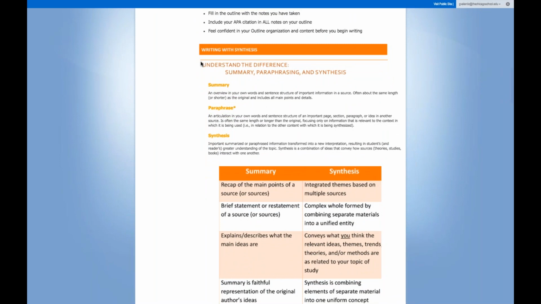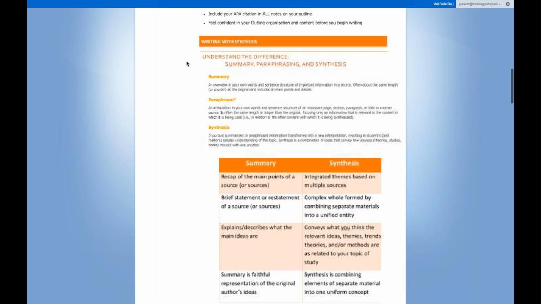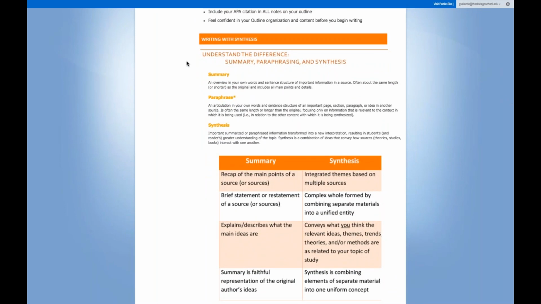Moving on to writing with synthesis, one of the first things that's important to do is to understand the difference between summary, paraphrasing, and synthesis itself. A summary is an overview in your own words about the important information in a source. But it's true to the original source. It doesn't contain any of your opinions or perspectives on the topic. You're basically creating a movie trailer for the source that you read.